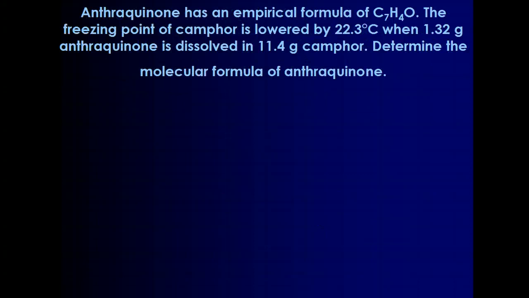The last example we're going to do with this one involves anthraquinone. We're told the empirical formula of anthraquinone is C7H4O. The freezing point of camphor was lowered by 22.3 degrees Celsius, so that is the temperature change. When 1.32 grams of the anthraquinone is dissolved in 11.4 grams of camphor. Anthraquinone is acting as my solute. The camphor is acting as my solvent.